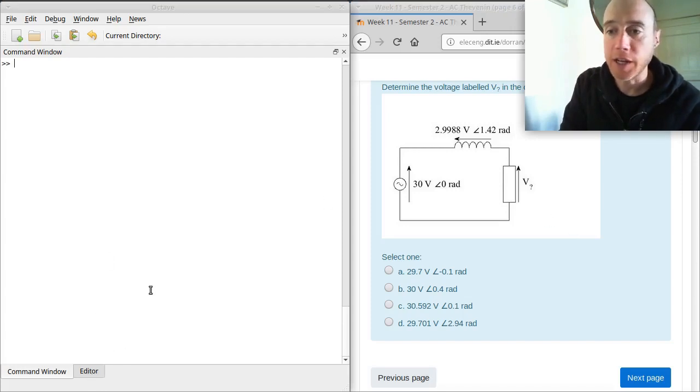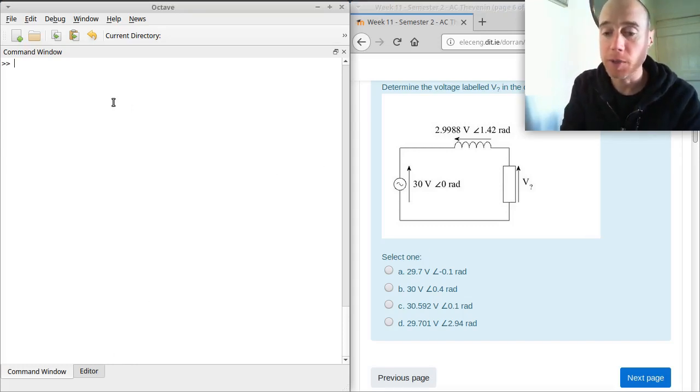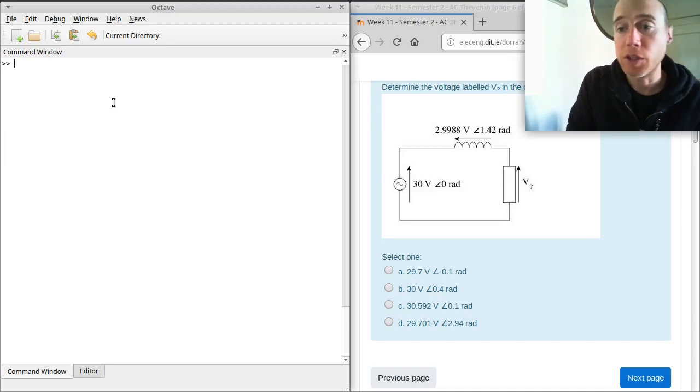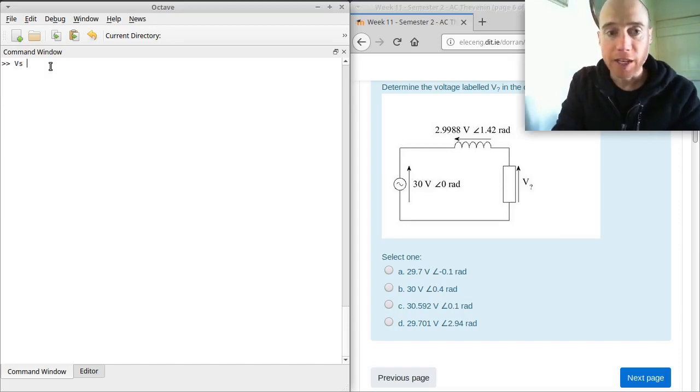Now you could write this out in an M file, but this is such a simple question that I think it'll be more appropriate to type it in real time in the command window. However, I'm going to use variables to store each of these phasors. I just find it a bit easier to enter them one at a time. I'll put in Vs first, and that's going to be 30.